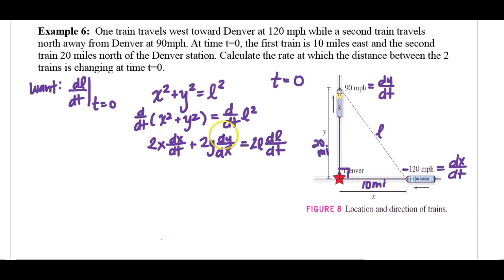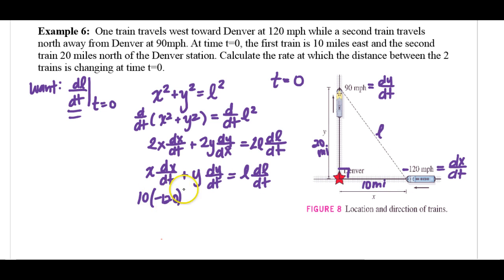Since there's a 2 in everything, on the left side I could factor out a 2, and then I could divide both sides by 2. So in other words, we can pretty much ignore the 2's altogether. So this is just x dx/dt plus y dy/dt equals L dL/dt. And I want to find dL/dt, that was the goal. So I need to plug something in for each of the other quantities. So x was 10, dx/dt is negative 120, y is positive 20, dy/dt is 90, and L is something I'm going to have to search for.